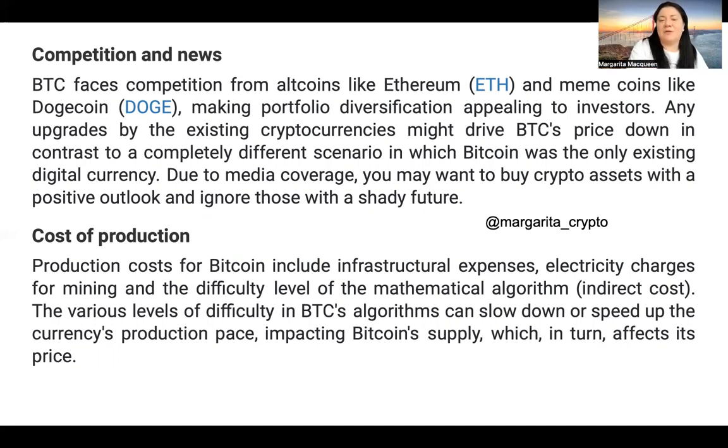Due to media coverage, you may want to buy crypto assets with a positive outlook and ignore those with a shady future. As we know, there are many scammers.